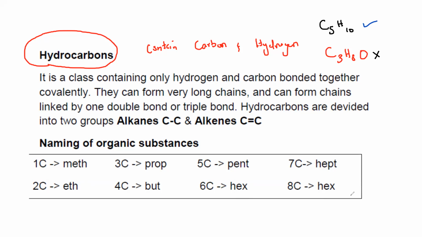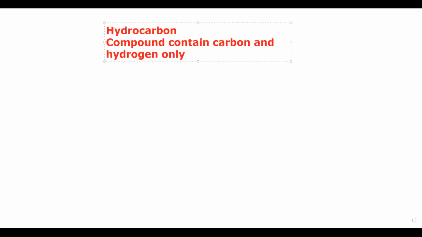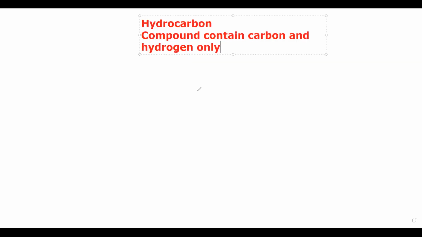So the definition of a hydrocarbon is compounds that contain carbon and hydrogen only. So we call them hydrocarbons. Then these hydrocarbons are divided into three classes. As we know, carbon belongs to group 4. So if an element belongs to group 4, it can form 4 bonds. So carbon maximum can form 4 bonds.